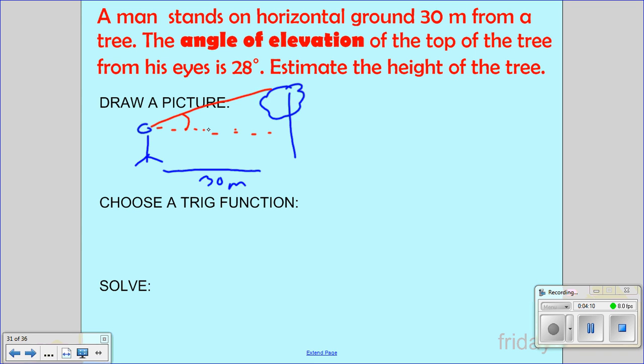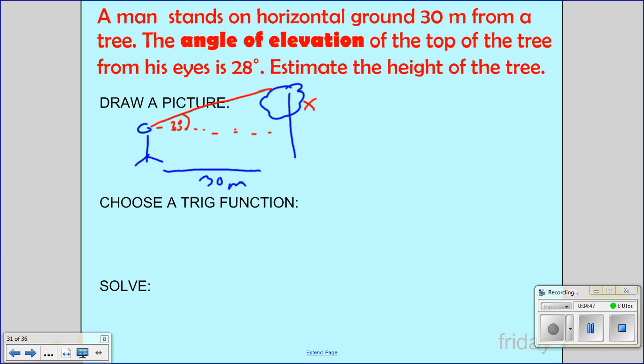So you always have to have your horizon. The horizon's not going to be the ground, because the horizon has to start from his eyes. It's a person, so keep that in mind. There's some extra height not being accounted for. This angle of elevation is 28 degrees. We're going to estimate the height of the tree.